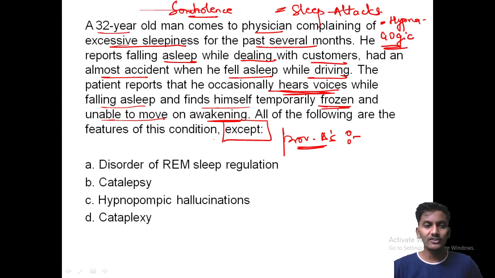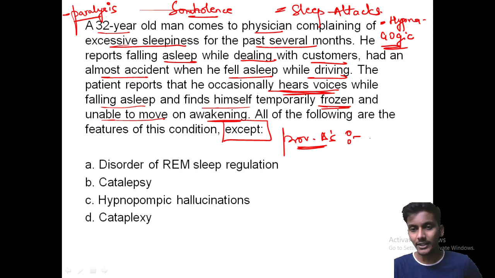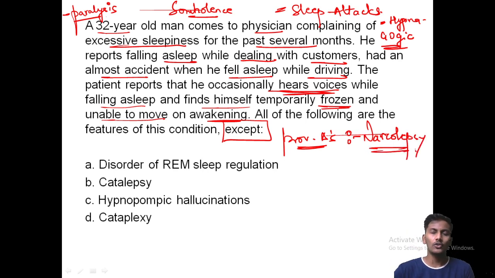Along with that, the patient finds himself temporarily frozen and unable to move on awakening. So that is a symptom of paralysis, right? So the patient is experiencing sleep paralysis. So all of these features, somnolence, paralysis, sleep attacks, hypnagogic hallucinations, all of these are characteristic of what? Yes, they are characteristic of the sleep disorder known as narcolepsy.